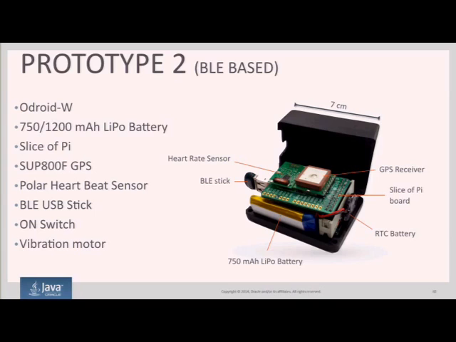In this case, I have the things that you see here. That means I have the GPS, I have the heart rate sensor, the battery, real-time clock, vibration motor.